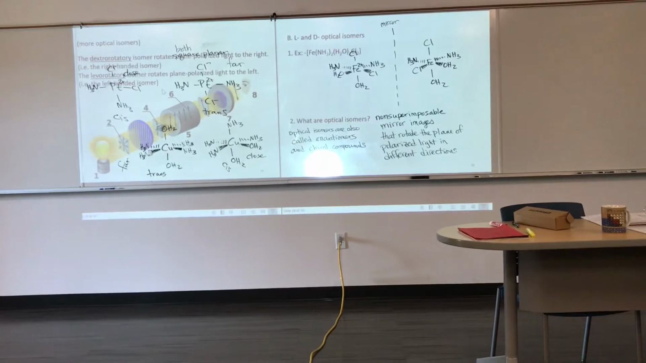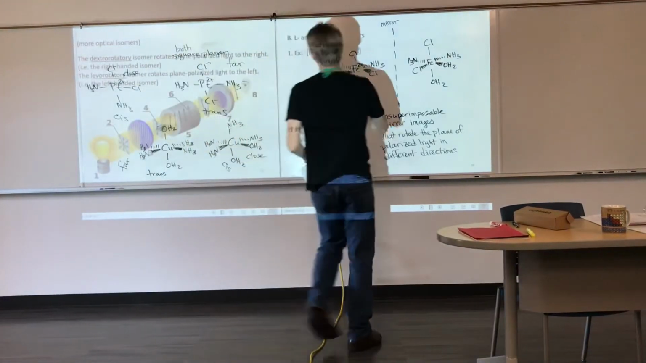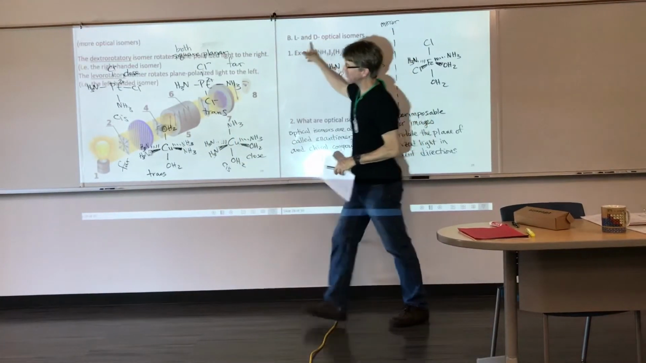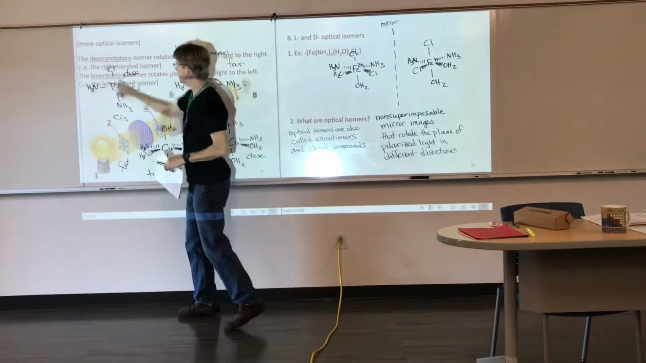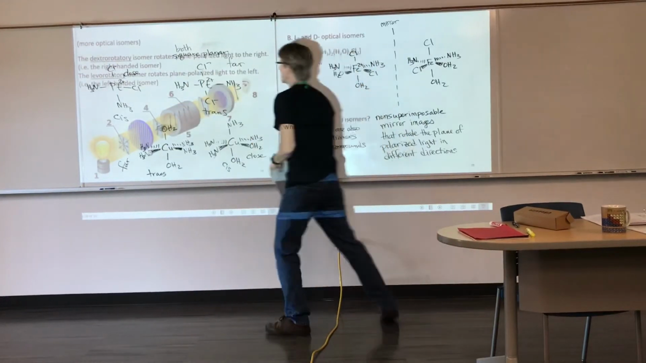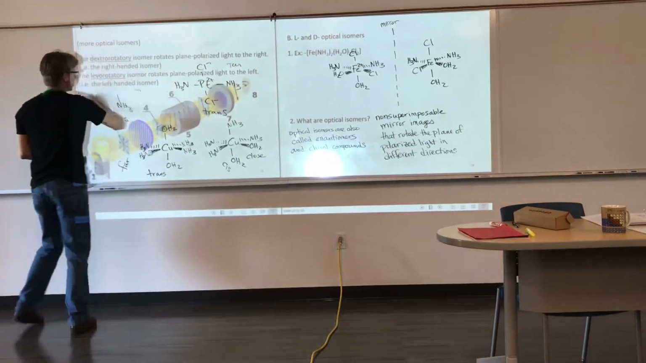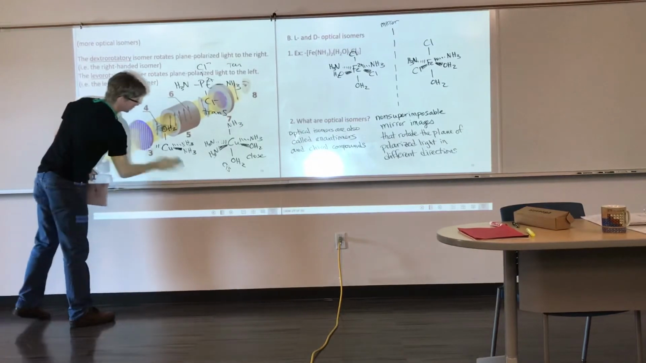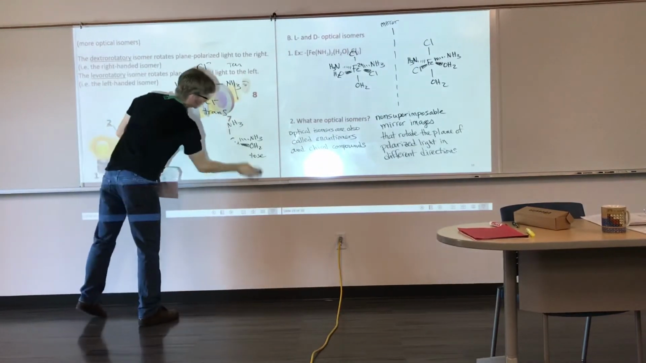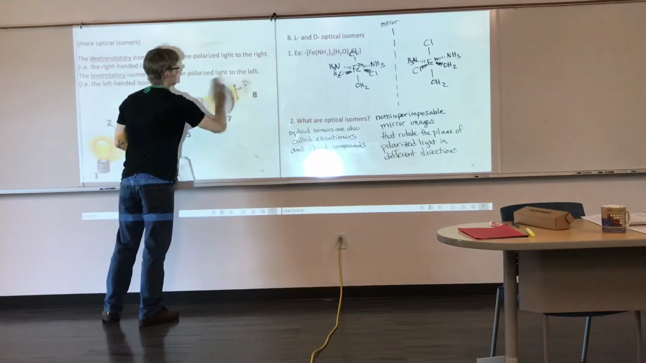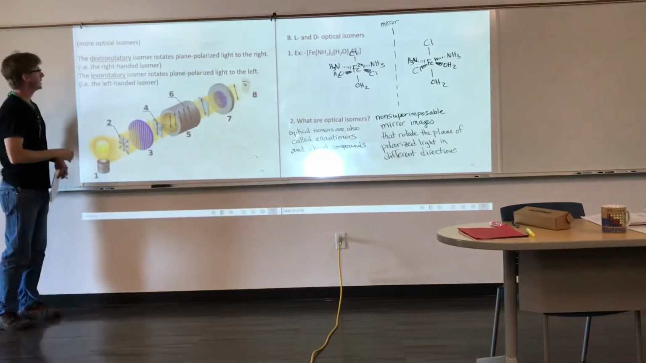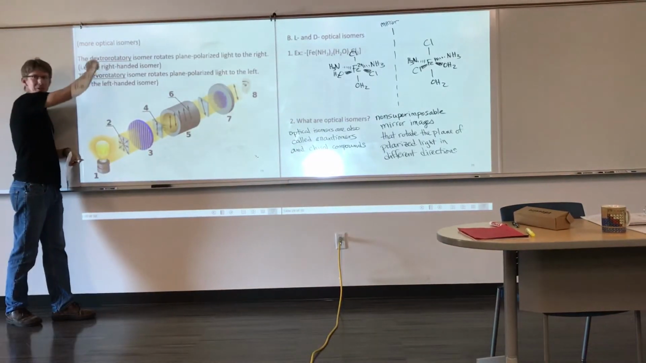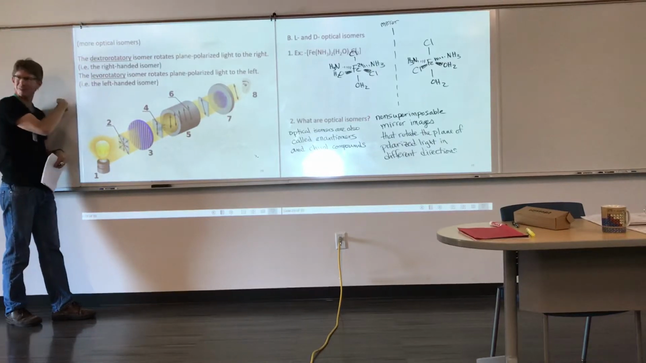More about optical isomers. L and D here stand for levorotary and dextrorotary, terms that we don't necessarily have to know either, although you will talk a significant amount about them in organic chemistry. Let me see, I think it's dextro that means right and levo that means left. Does that sound correct?